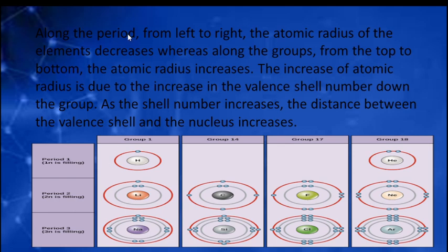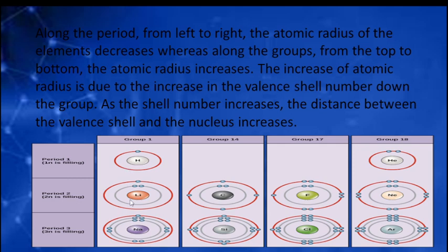Then, along the period from left to right, in the period, this is called a period. The top to bottom is called a group. Along the period from left to right, the atomic radius of the elements decreases, whereas along the group, from top to bottom, the atomic radius increases.